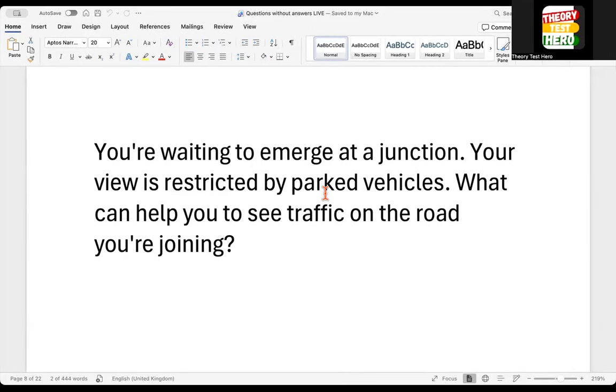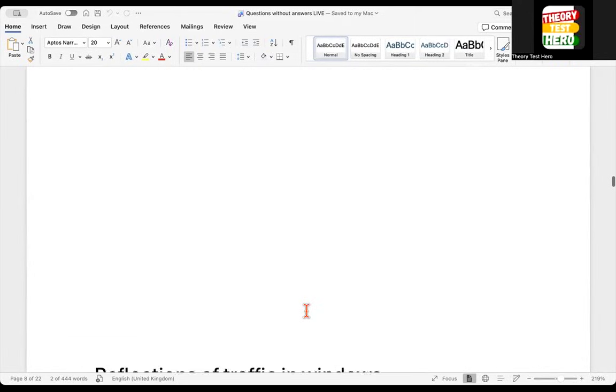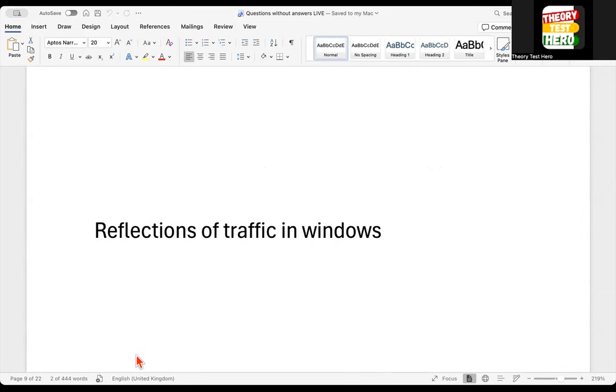Reflections in the mirror, reflections in windows, reflections on the cars. Yeah, so reflections of traffic in windows. Good. So if anyone's not sure what that looks like, let me just share with you quickly so you can see exactly what we are talking about here. 1 second. Just going to share a different screen.